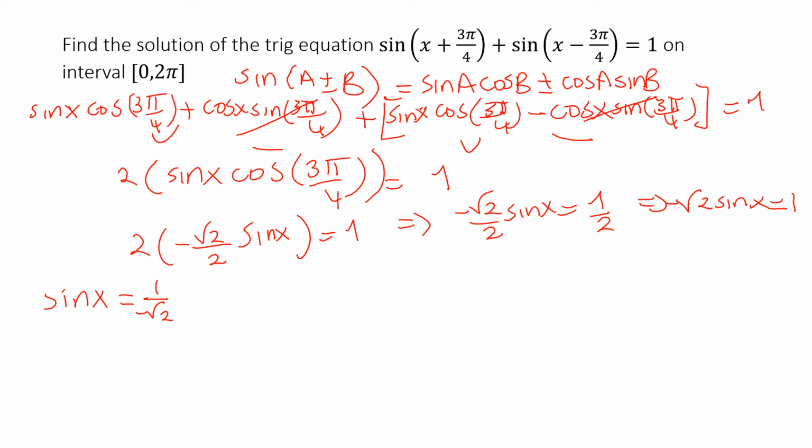So x equals 5π/4 or 7π/4, because when we rationalize, 1 over negative root 2 gives us negative root 2 on 2. So I will find the inverse.